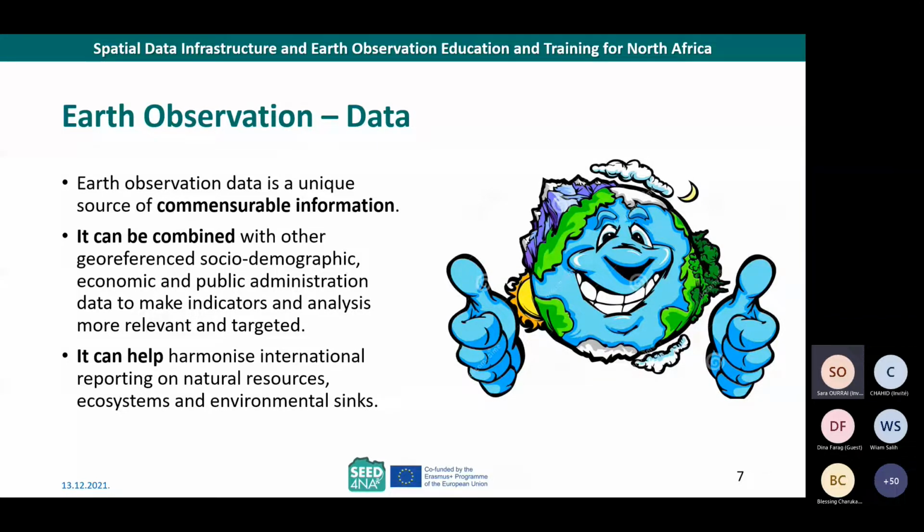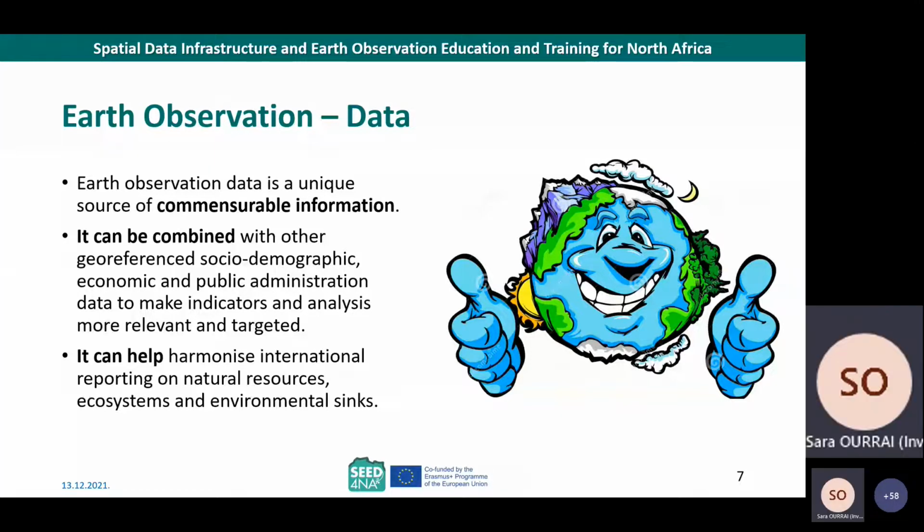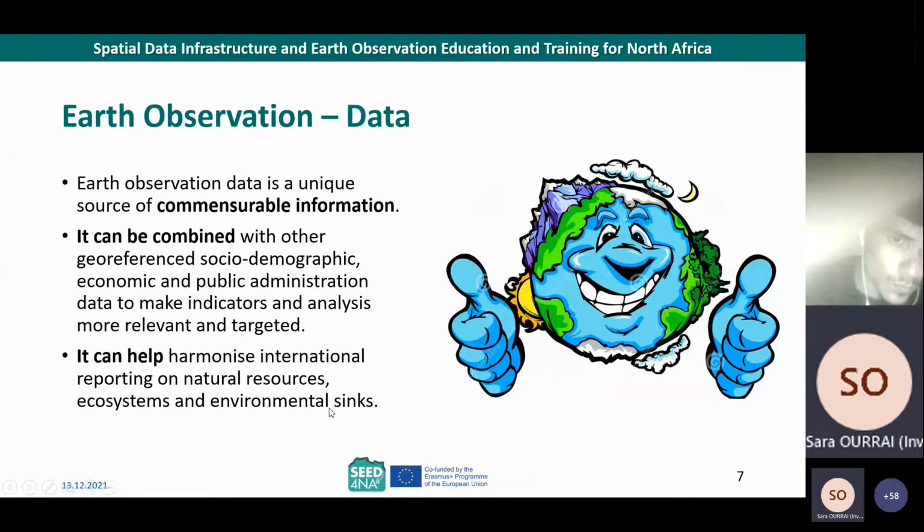So you can keep in mind this word, indicator, because the indicator is the keyword for remote sensing. Some phenomena, like chlorophyll, you can see on the surface of the Earth, but with some indicators or some processing of images, we can see something which is hidden from our eyes. I can put it just like that. It also can help harmonize international reporting on natural resources, ecosystems, and environmental matters.